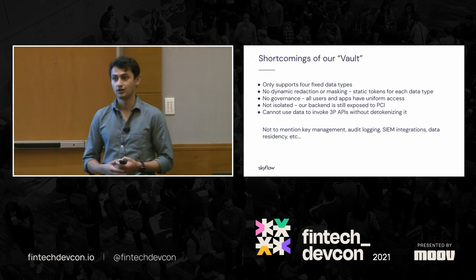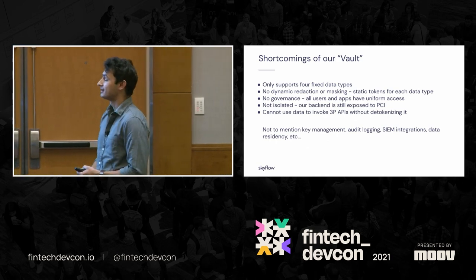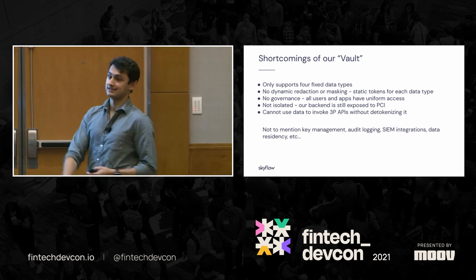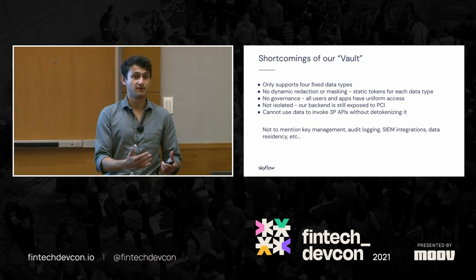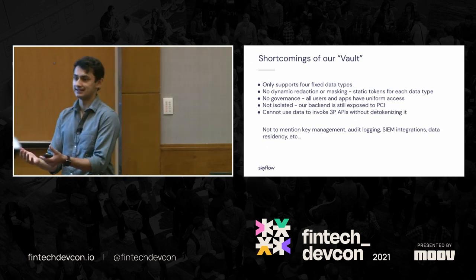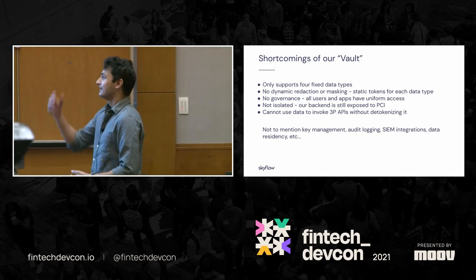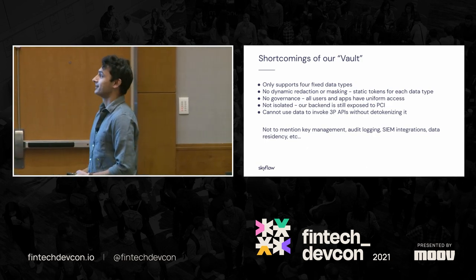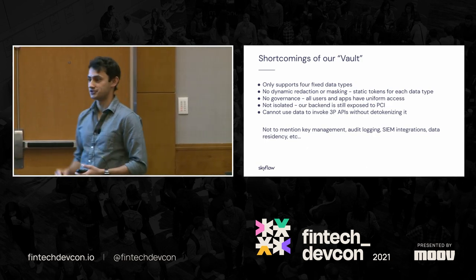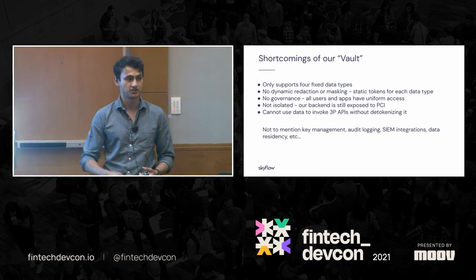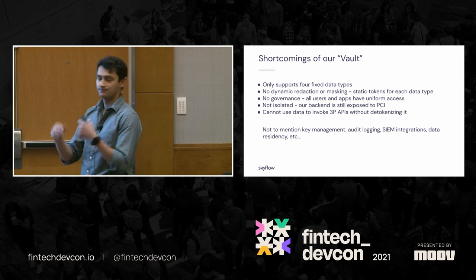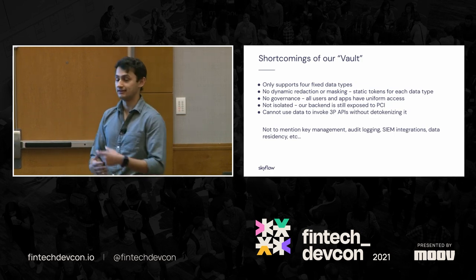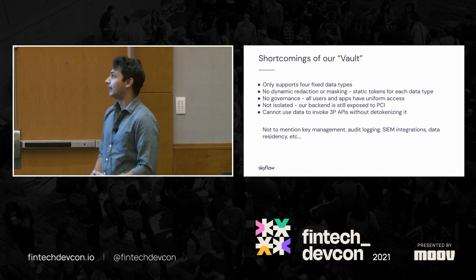If I wanted to call Stripe with this data, the best I can do right now is detokenize the data on my backend and then call Stripe. But by doing that, I've now exposed my backend to the very data that I was trying to isolate it from. And obviously, it's not enterprise ready. There's a laundry list of features that you need to really launch something like this in production: key management, audit logging, SIEM integrations, maybe you want data residency, the list goes on and on.